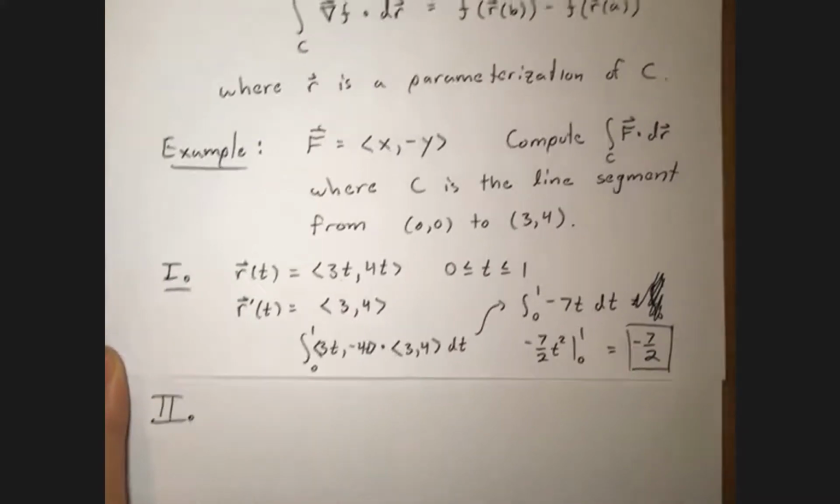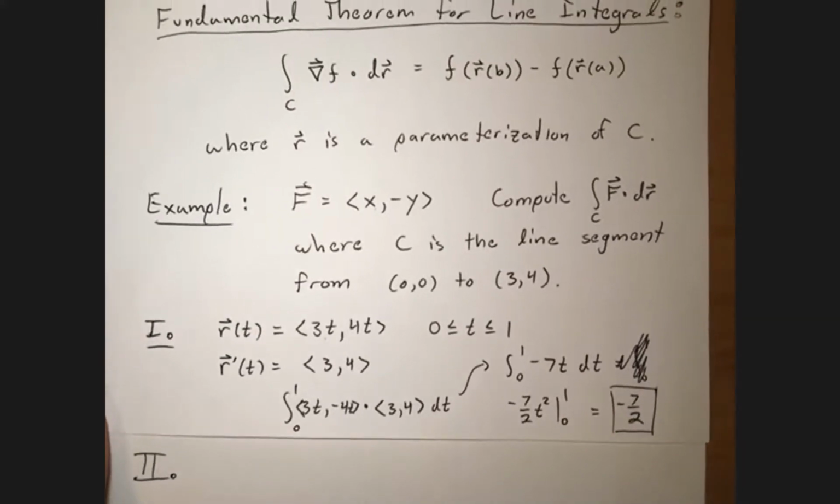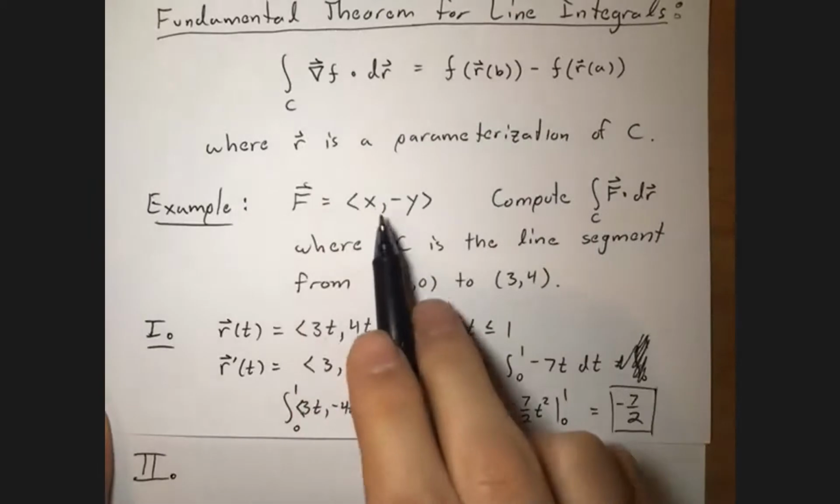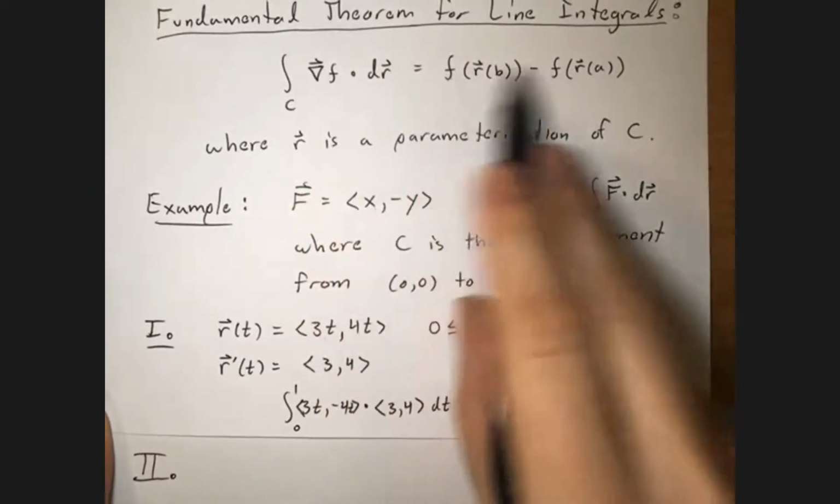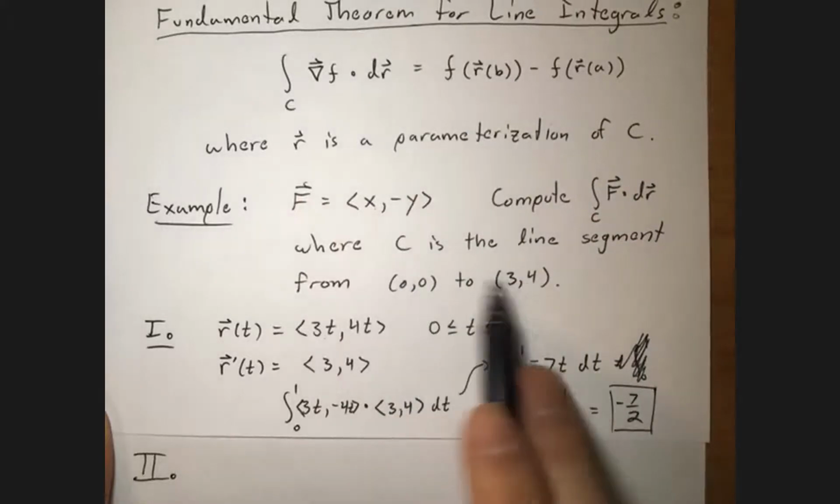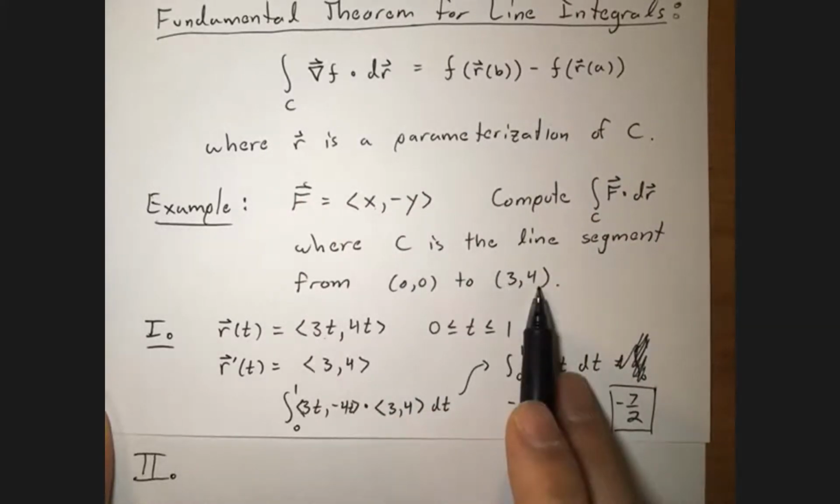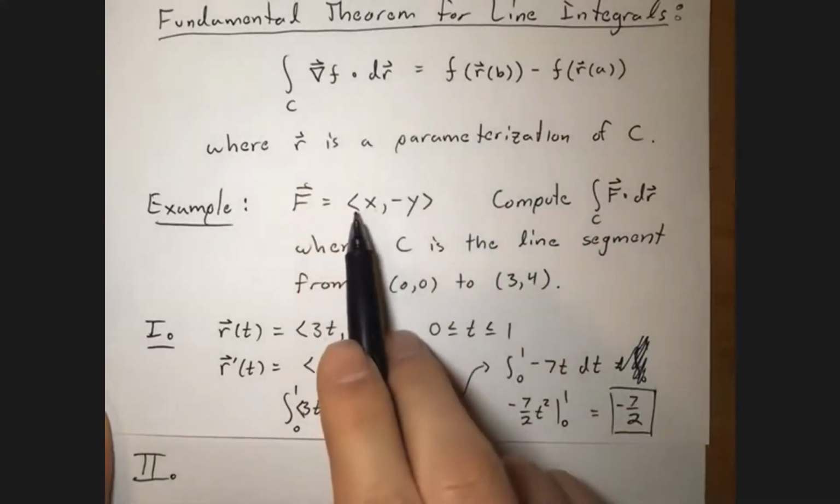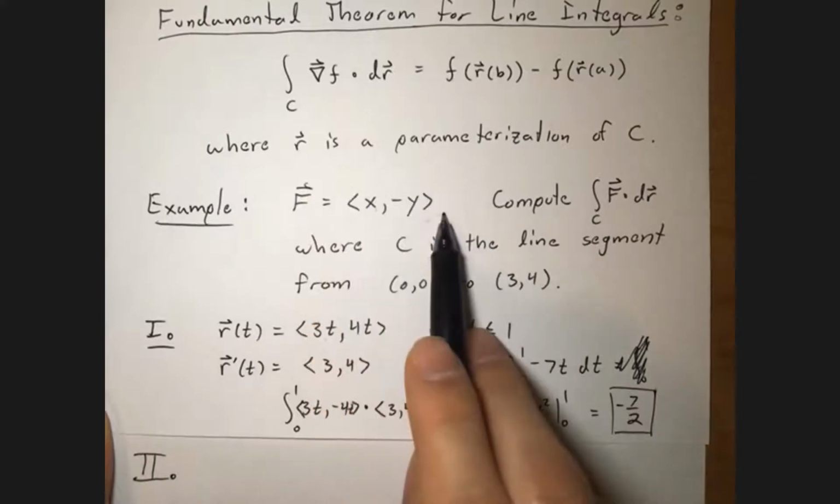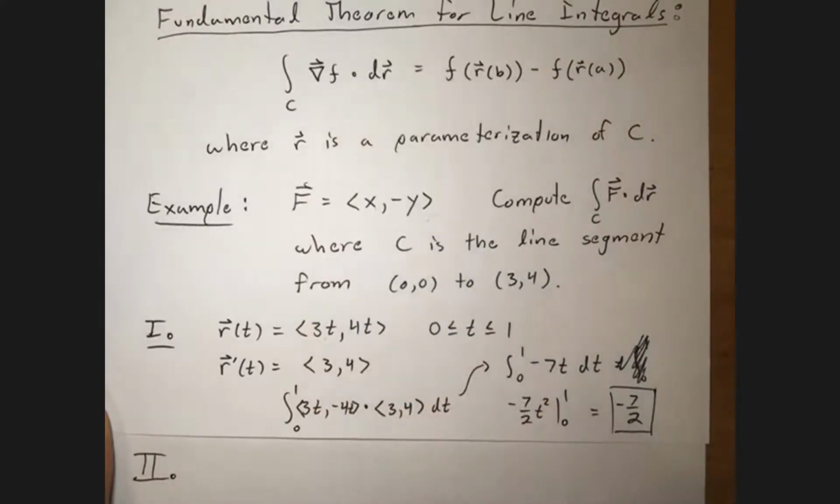Okay, the fundamental theorem says that if this is the gradient of some function little f, all I have to do is evaluate that little function, little f, at the endpoints of my parameterization. All right, the endpoints of my line segment. So can I find this little f? Can I find a function whose gradient is this? And yeah, that's not hard to do at all.